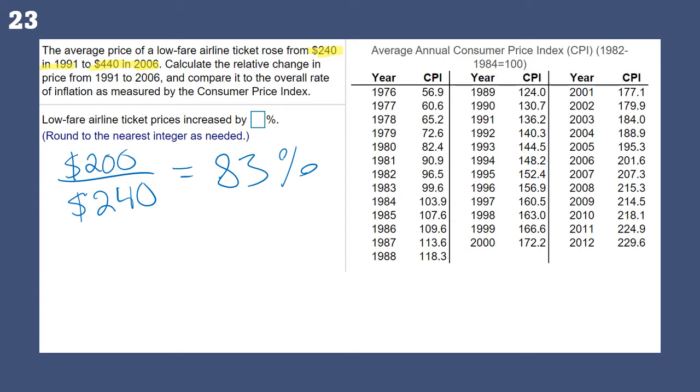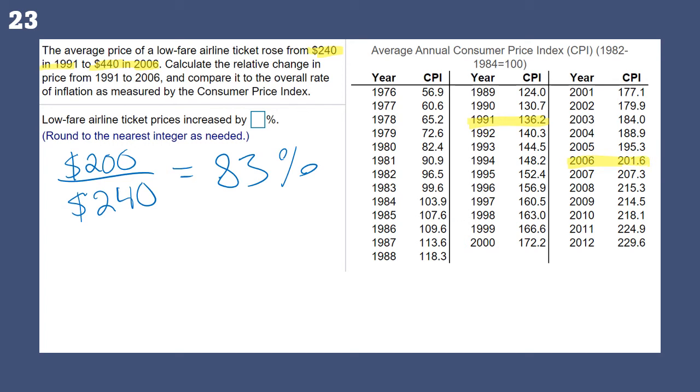is to compare it to the overall rate of inflation as measured by the Consumer Price Index. Okay, so the Consumer Price Index is this table here on the right, and what it shows us is that we can pick years and see what the normal inflation was for those years. So the years we're talking about is 1991 to 2006. Okay, so it did go up.